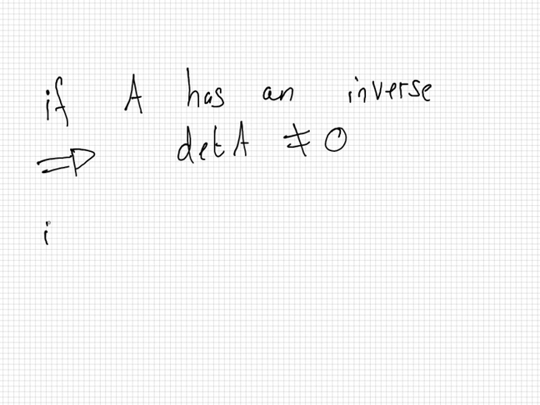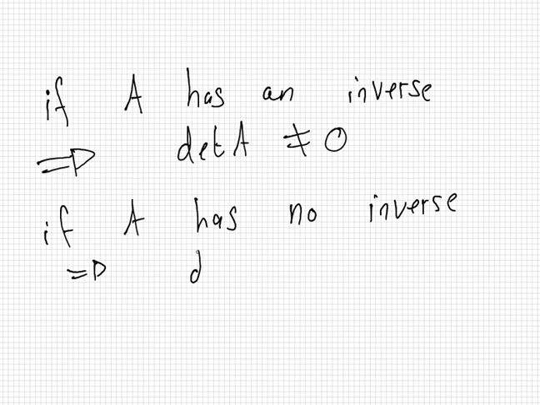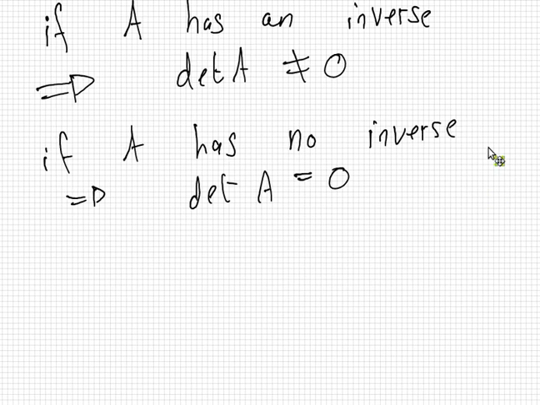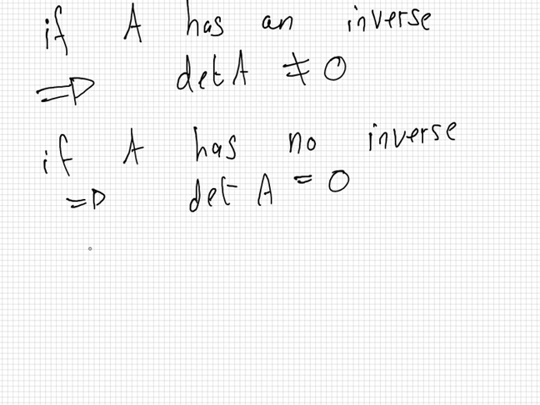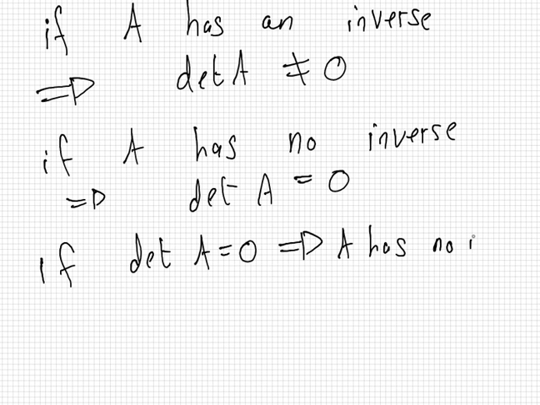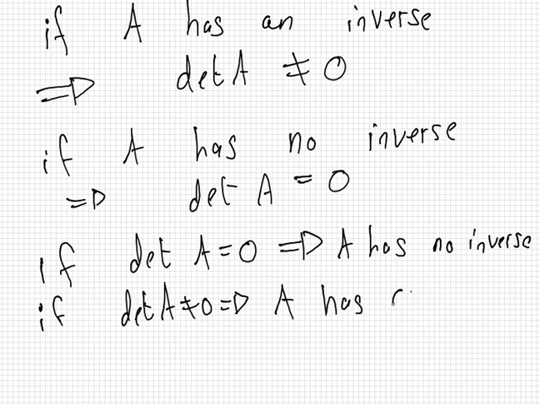Okay, and then if A has no inverse, well, what does that mean? Determinant of A was 0. But the reverse is true. If determinant of A equals 0, then that means A has no inverse. If determinant of A is not 0, that means A has an inverse.